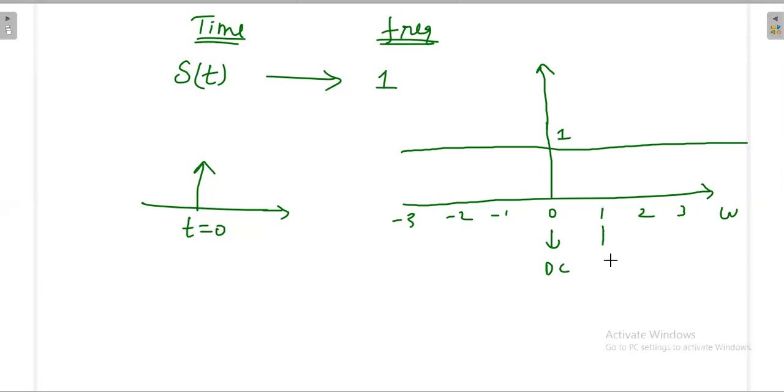Again, this is another frequency. So this impulse will provide a uniform component in all frequencies. That is the meaning of this constant. Constant means for all frequencies the contribution will be the same. The magnitude of the frequency component, the amplitude of the frequency component, is the same.